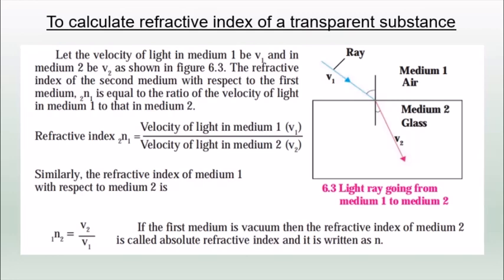Now, if you are calculating the refractive index of medium 1 with respect to medium 2, the numbers will change alternatively. n12 will be equal to v2 upon v1, that is velocity of light in medium 2 upon velocity of light in medium 1.